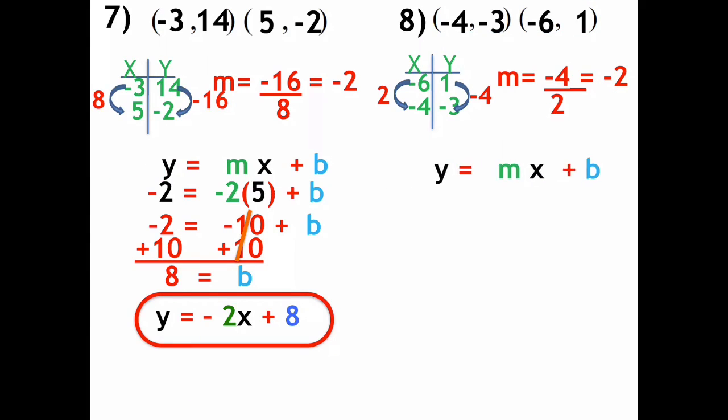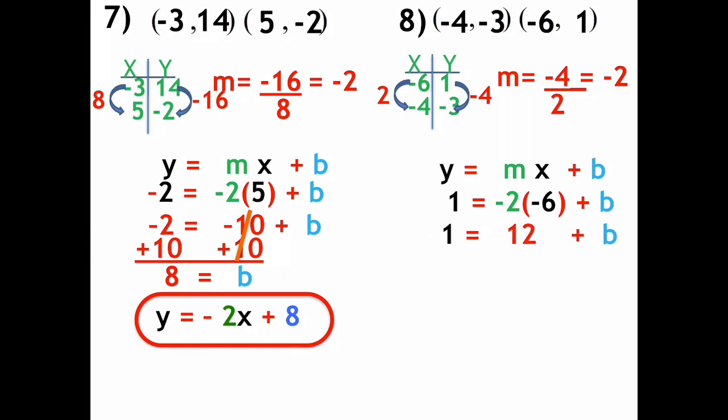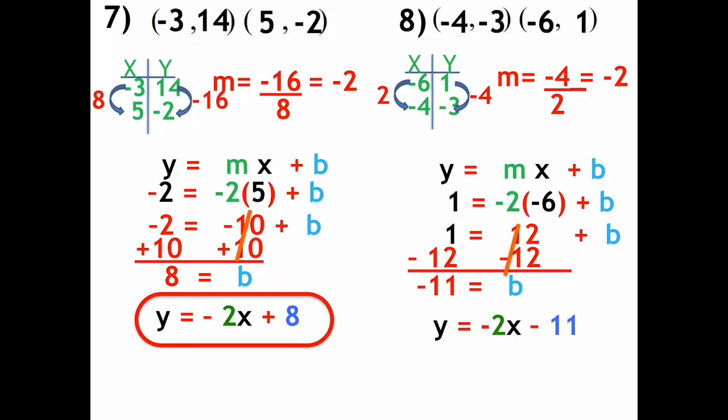Okay, so when you plug it in, you wind up getting 1 equals negative 2 times negative 6 plus b. Multiply negative 2 and negative 6. That's going to get you a positive 12 because the negative times the negative is positive. Then to get b by itself, we subtract 12 from both sides, getting us negative 11 equals b. Alright, the equation is y equals negative 2x minus 11.